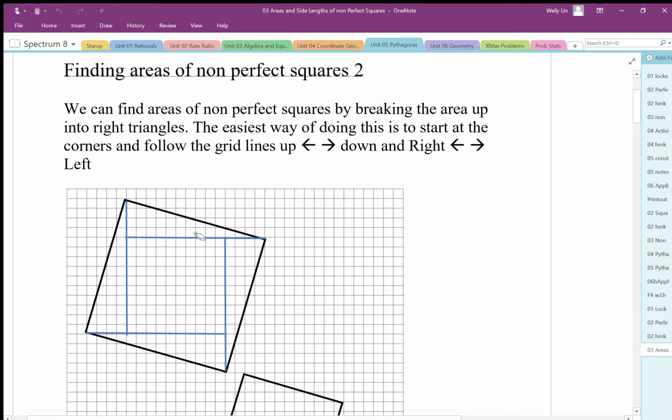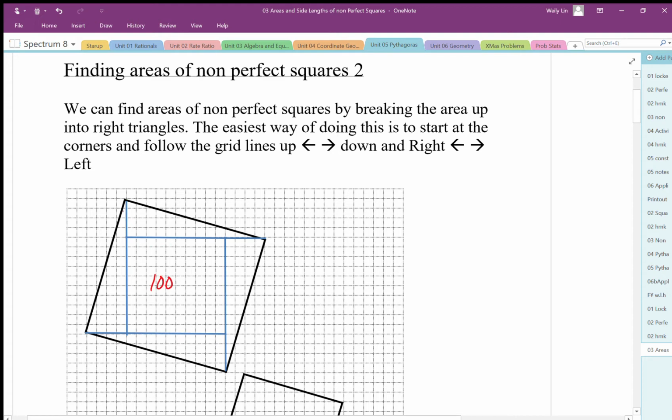So this long length is A, the short length is B. We'll say A minus B, in that the side length of the square is this A minus B length. So it's going to be 1, 2, 3, 4, 5, 6, 7, 8, 9, 10, 11, 12, 13, 14. So it's going to be 14 minus 4, so it's going to be a 10 by 10. So there's 100 squares in there.